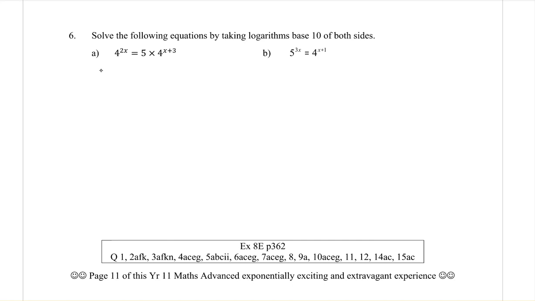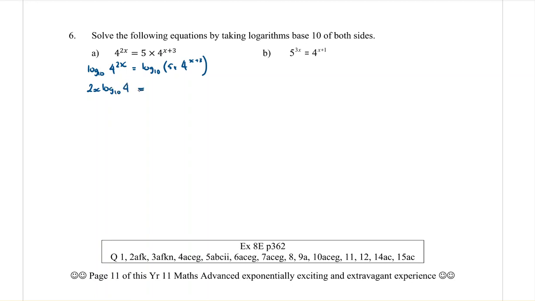Okay, so I'm going to take log base 10 of the 4 to the power of 2x, and I'm going to take log base 10 of the 5 times 4 to the power of x plus 3. Okay, the goal is we're trying to find out what x is equal to, right? So we have log laws, yesterday's log laws. On the left-hand side, I have this power here. So I can bring the power down to the front. Let's start with that. So it's going to be 2x log base 10 of 4.